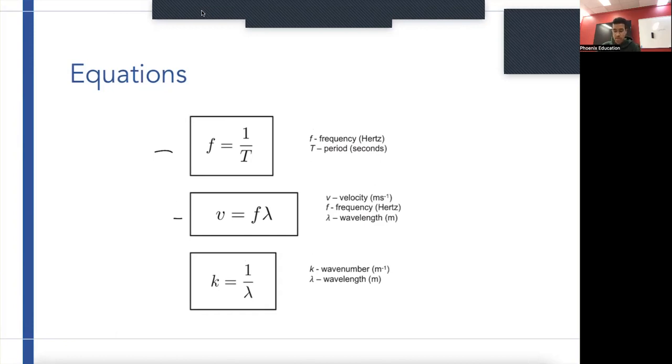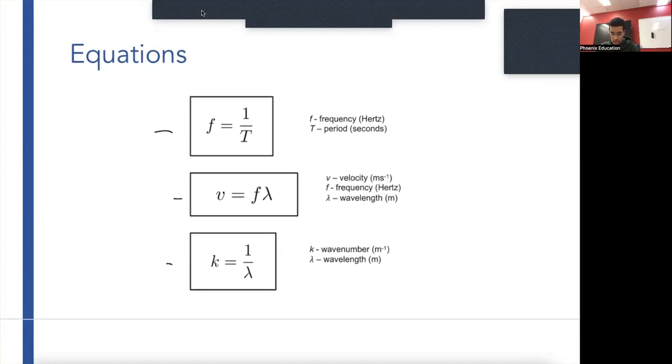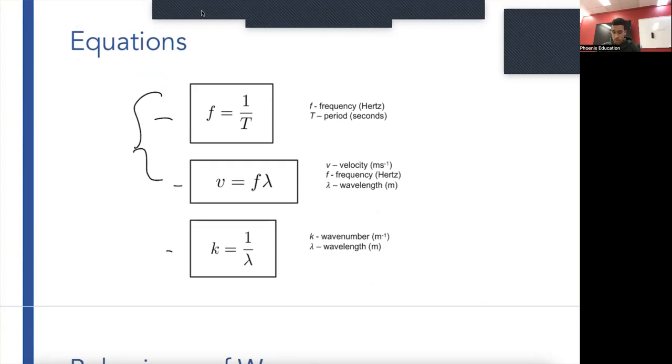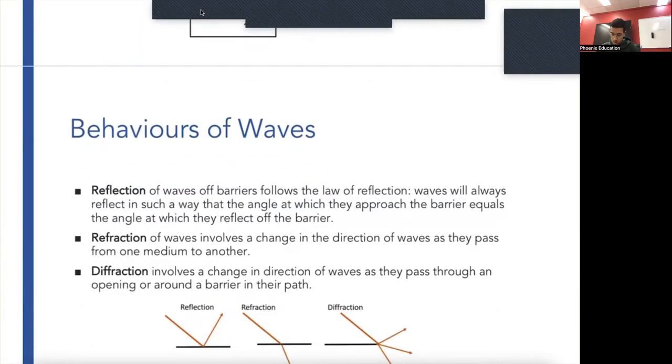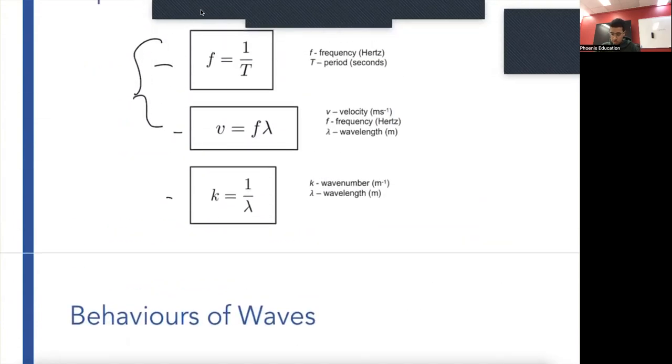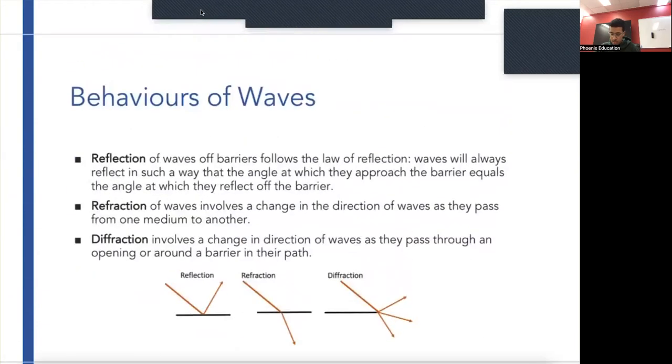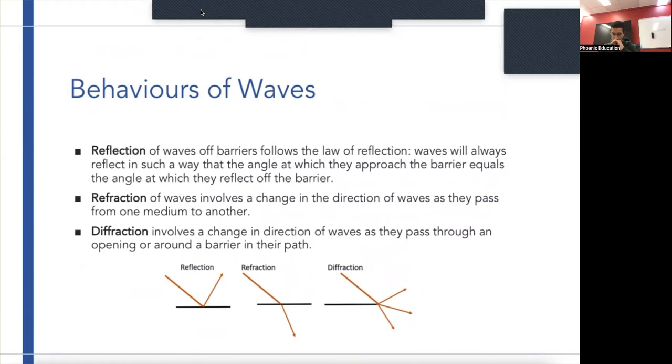So the frequency is describing how many cycles occur per second. And this wave number is describing how many wavelengths occur per meter. That's the distinction. But the real important two are this one and that one. You don't really need to know the third one. Okay, so we'll look into some example questions later. Now we'll just go into the behaviors of waves.